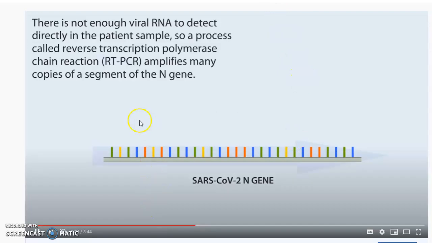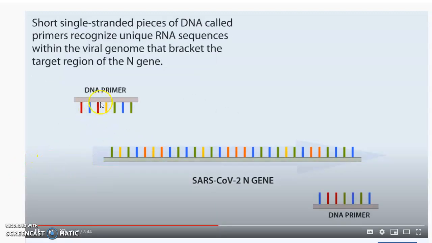So as you can see, there is not enough viral RNA to detect directly in the patient sample, so we use RT-PCR. This will amplify a gene called the N gene. The N gene is what we use to find out if the virus is present or not in the sample. So first we will take this RNA and we need to turn this into a DNA. First we use a DNA primer. A DNA primer is a short single strand of DNA that will let an enzyme know where to start and create one strand of a DNA.